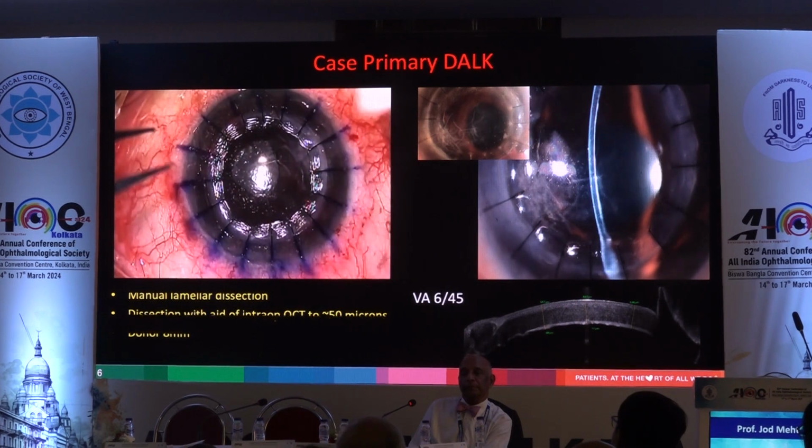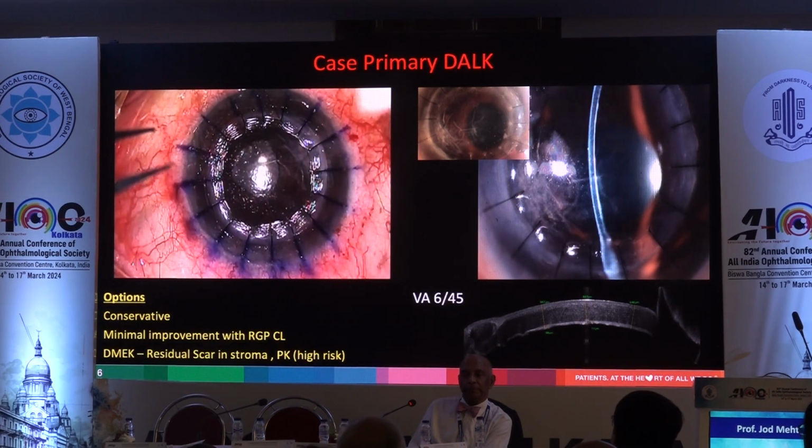So we were left with the decision of either leaving it. She was 6/45 and had minimal improvement with the rigid gas permeable contact lens. Some people said, well, you could do a DMEK, which I'll show you why you can't do, or of course you could do a PK, but then she would have undergone two surgeries.